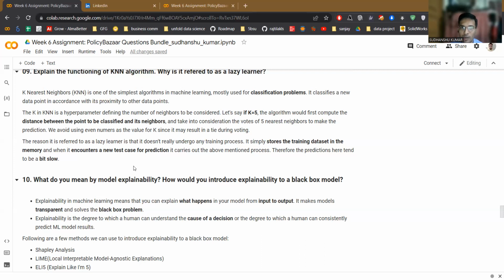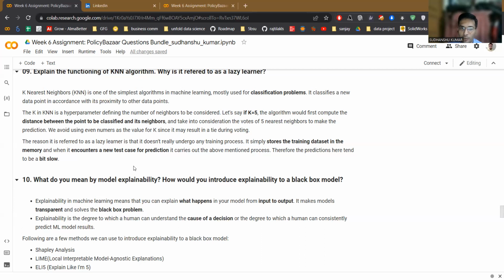And why is it referred to as a lazy learner? Because in the K-NN algorithm, at the time of training, it memorizes the data, and only afterwards does it learn from the training data and then predict the final outcome. By this way, its process becomes slow, hence it is called a lazy learner.